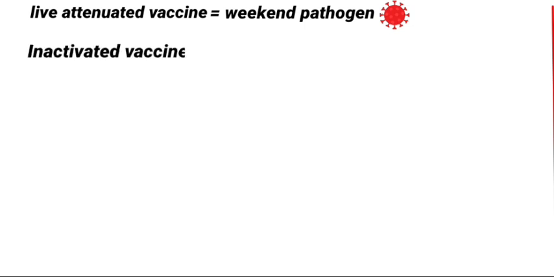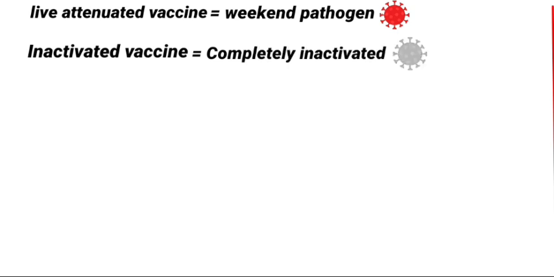Inactivated vaccines. These kinds of vaccines contain pathogens that are completely inactivated by heat, chemicals or radiation, so they cannot infect cells and replicate. They are safer than attenuated vaccines but less effective, and multiple doses may be required to maintain long-lasting immunity.